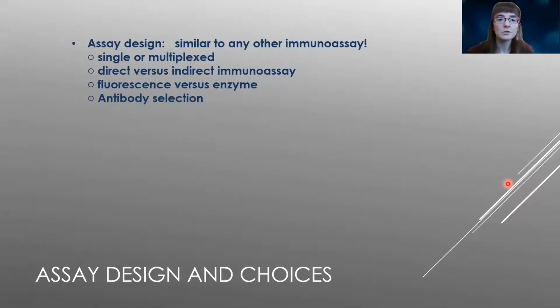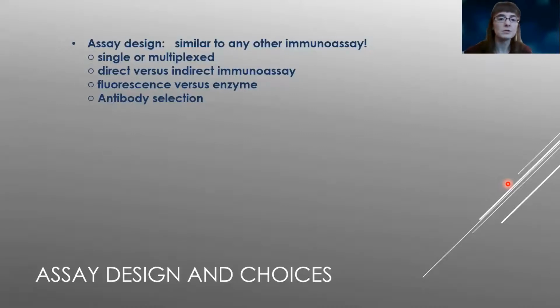Just like any other immunoassay, there are decisions to be made up front. For example, whether you're going to try to detect one or multiple analytes within the same tissue, and that will affect what readout you choose and a lot of your methods. And then beyond that, whether you're going to do direct or indirect labeling, and fluorescence or enzymatic.